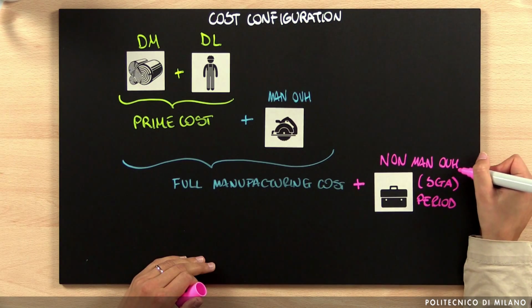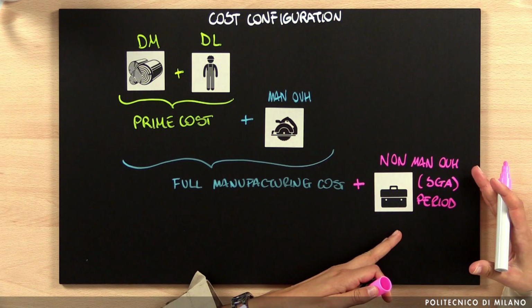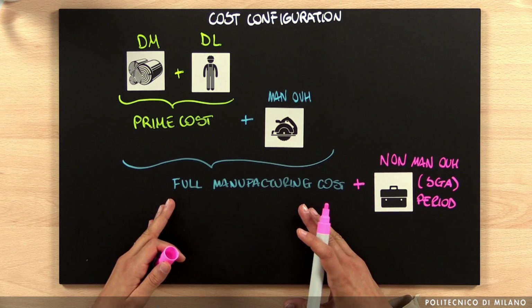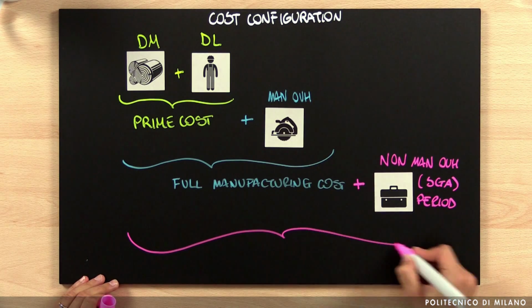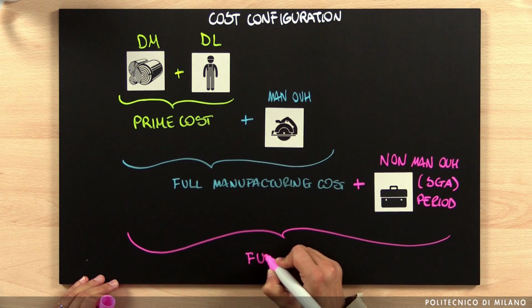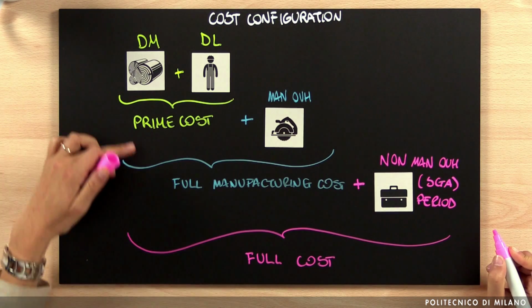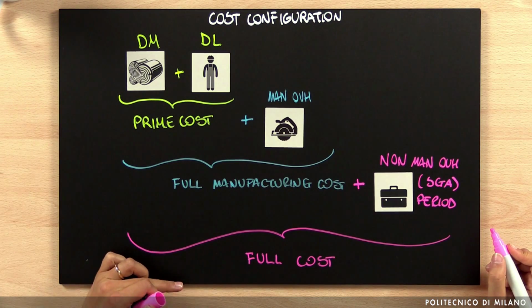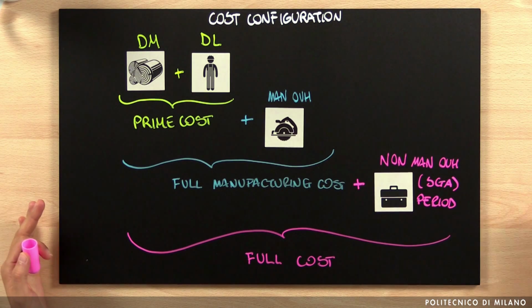Period cost, SG&A, non-manufacturing overheads, they are the same. Basically, if we add this category of costs to the full manufacturing cost, we have a third configuration that is defined as full cost configuration. So these are the three alternatives of configurations that we can have in the moment in which we need to define the overall cost that we want to assign to our final cost object. Which is the best one? There is not a best one.